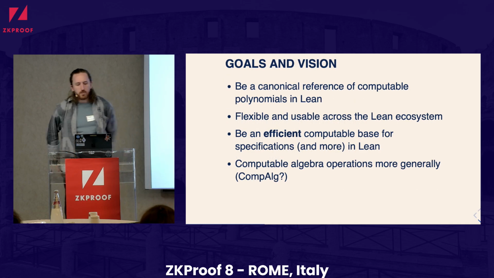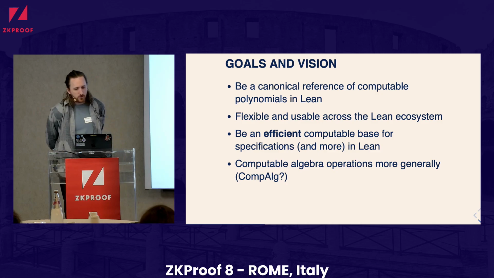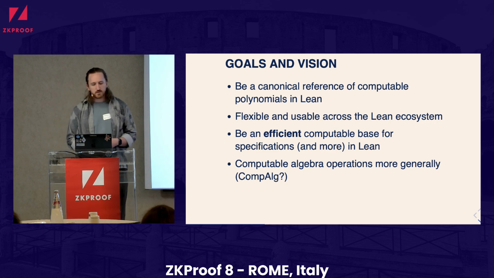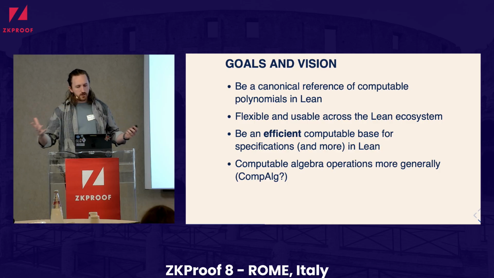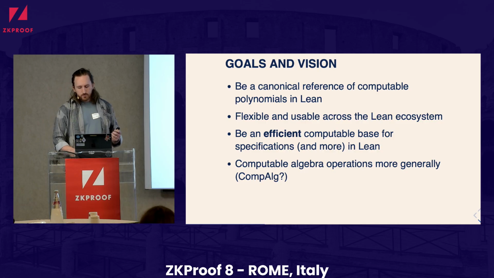The goals of CompPoly: the first goal, I guess, is to be a canonical reference of computable polynomials in Lean. We want this to be as widely used as possible and as robust and as efficient and as nice and clean as possible. We want it to be flexible enough so that it can be used all through the Lean ecosystem for various things, and we also want it to be efficient. That is something that we're working on right now. People in this room are actively working on making it efficient, and I'll talk about that a little bit later.